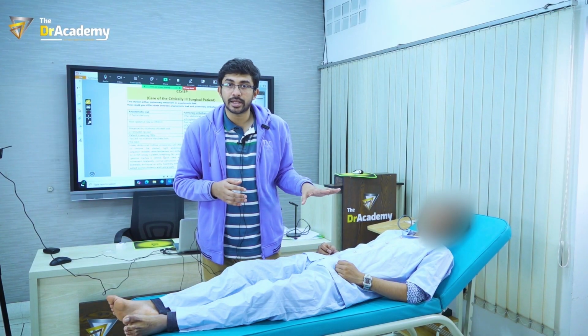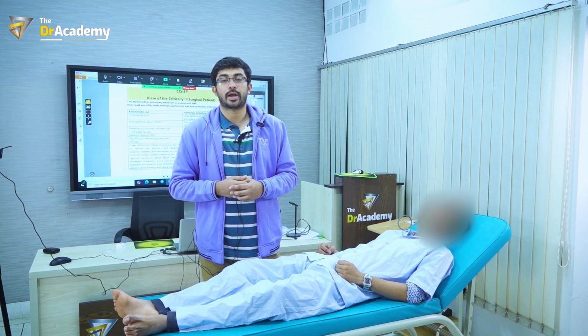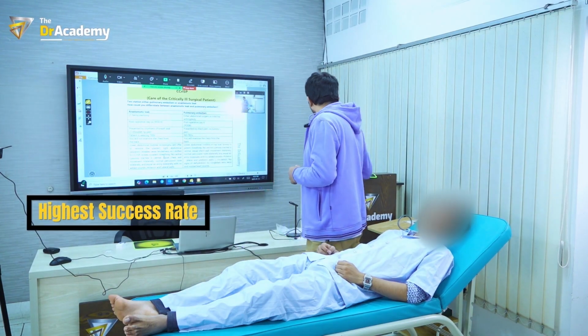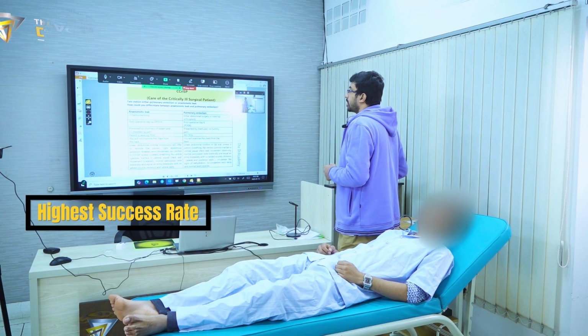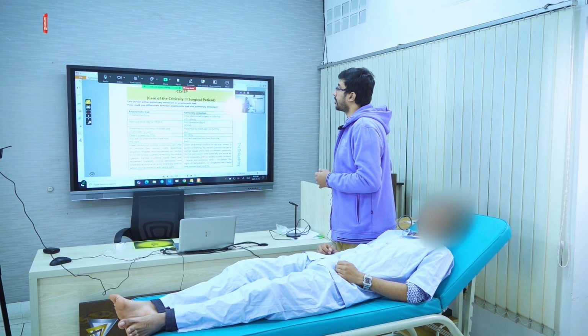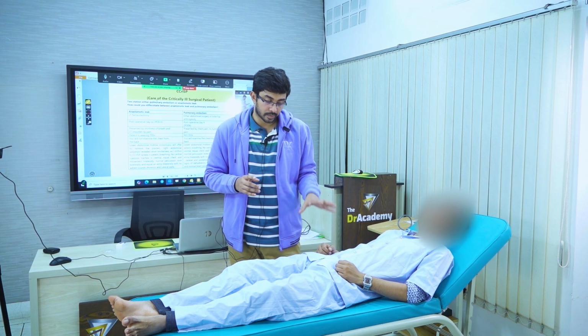In that case, just tell your examiner, sir, this patient is critically ill, so I cannot further proceed to abdominal examination. Now I want to examine this patient under the care of the critically ill surgical patient protocol. So you have to mention the full form, not the CRISP protocol. The landmark between abdominal examination and shifting towards CRISP is superficial palpation. So you cannot proceed further after superficial palpation.